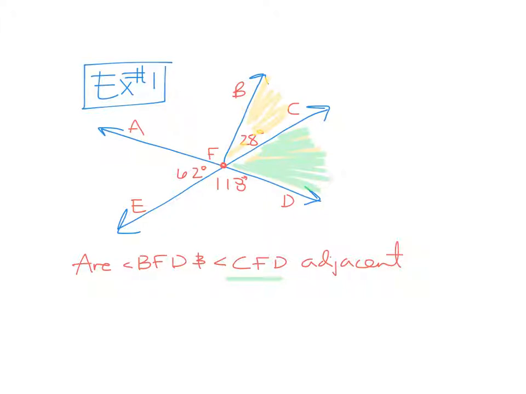Okay? The question is, are those adjacent angles? So if you think about the definition of adjacent, it says a common vertex, a common side, no common interior points. Who thinks yes, those are adjacent? Who thinks no, they're not? You think no? Any other opinions here? Yes or no? Yes or no, Hope? Don't know. Justin, yes or no? Adjacent or no? BFD and CFD, are those adjacent?